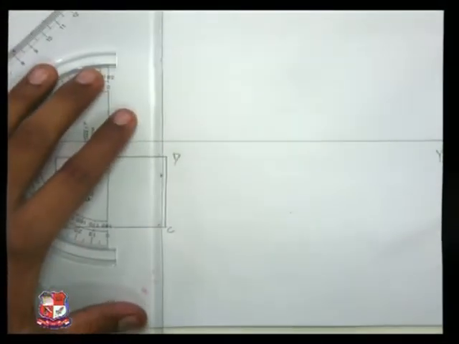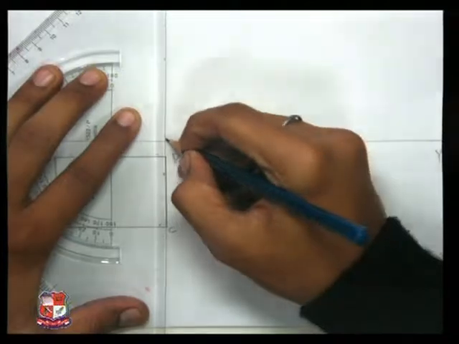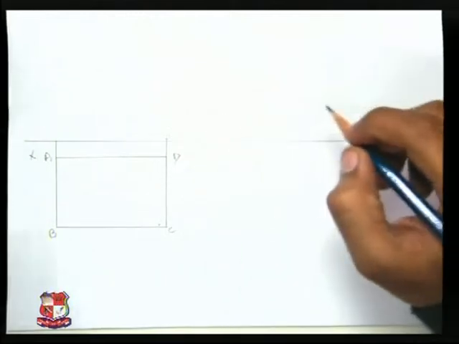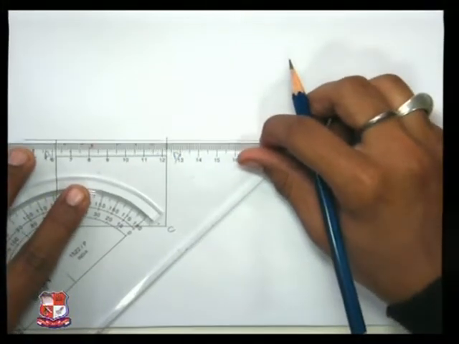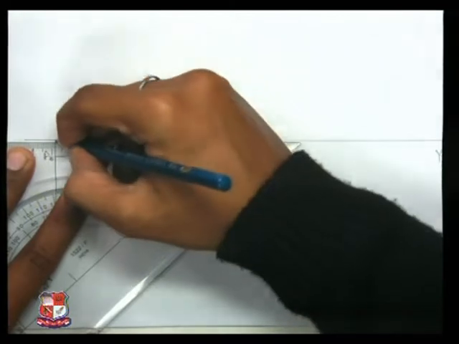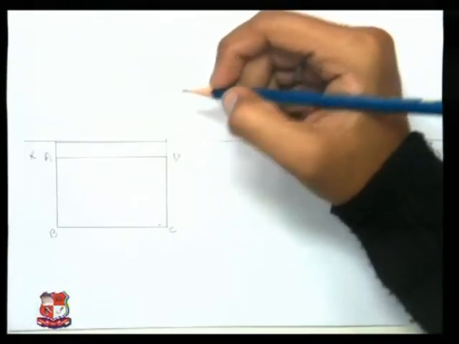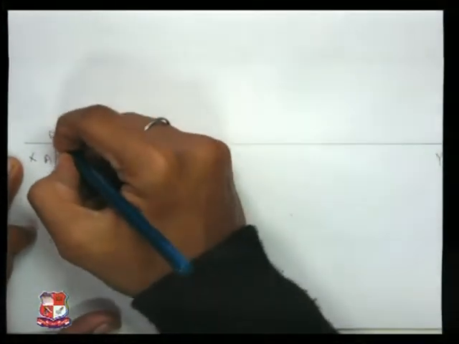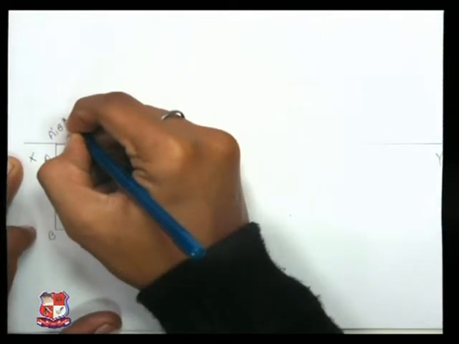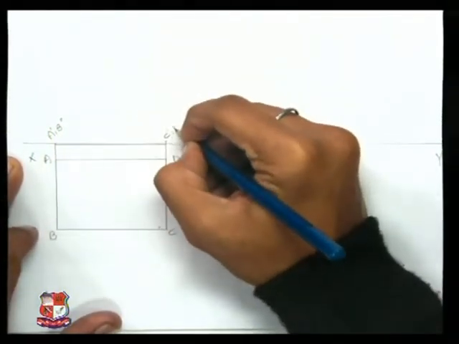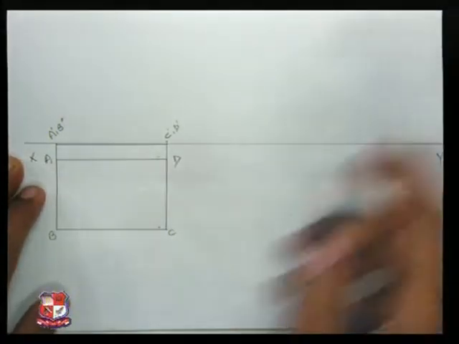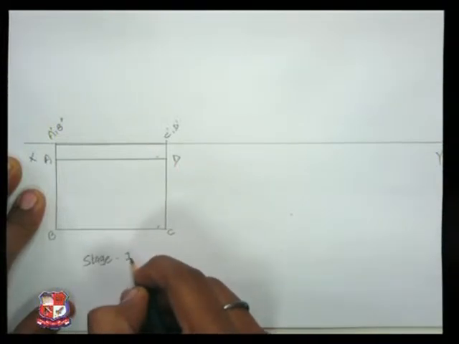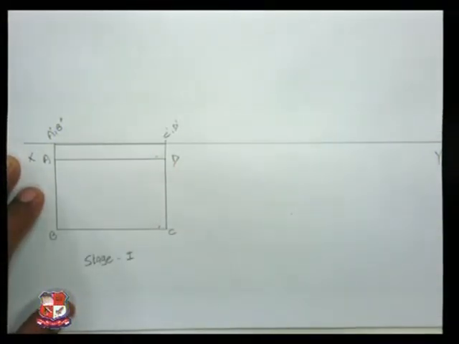In this first stage, we are going to take the projections of it on the XY line, which means that we will get 2 projections. A and B's projection would be same and C and D's projection would be same. So we will write down A dash, B dash and C dash, D dash. This is our stage 1, the initial position.